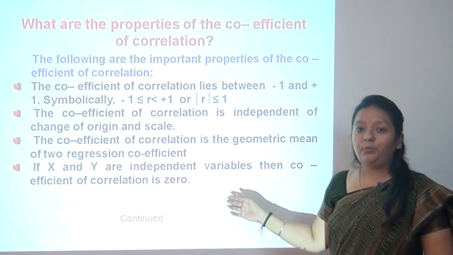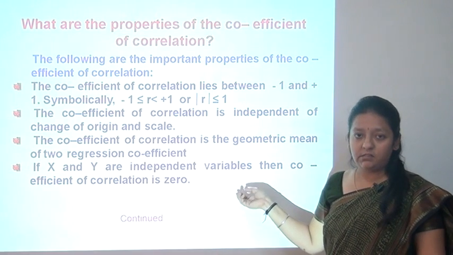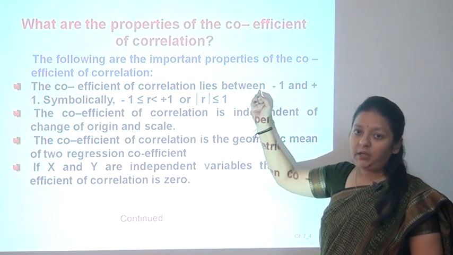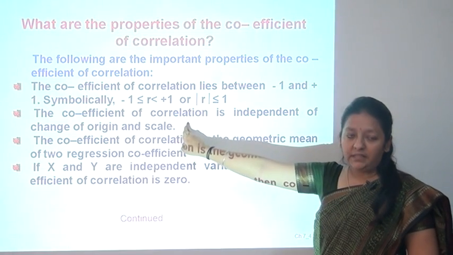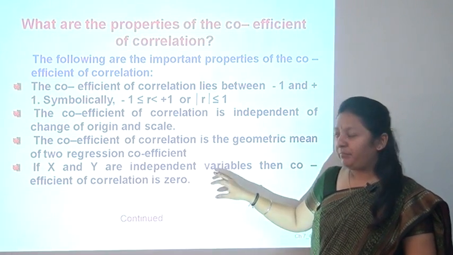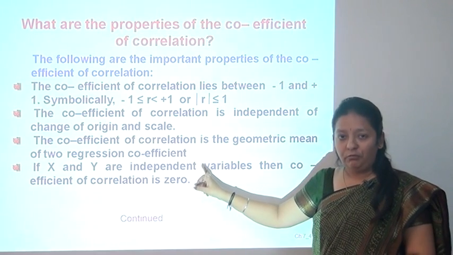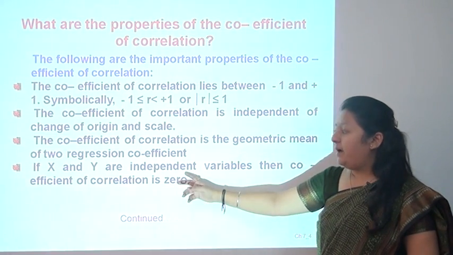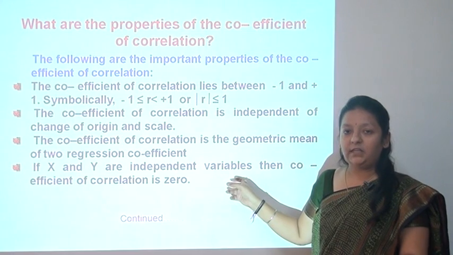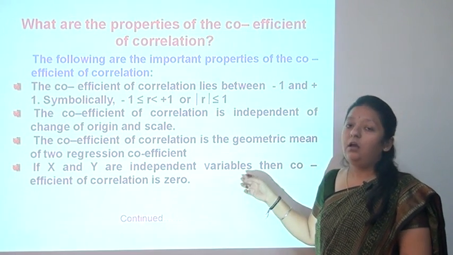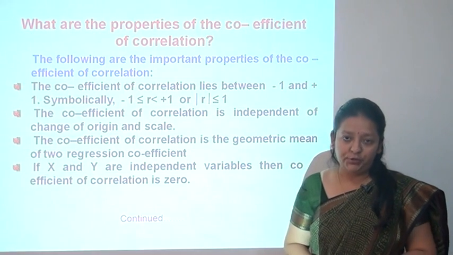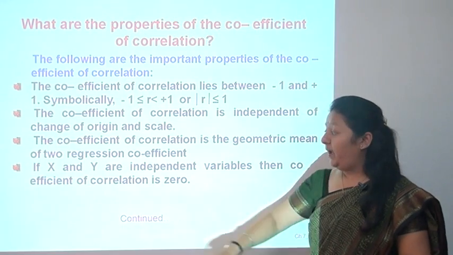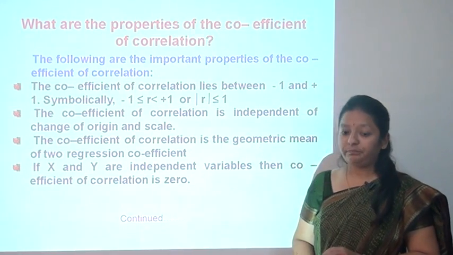Next are some properties of the coefficient of correlation, as we discussed in the previous slide. The value of the correlation coefficient always lies between -1 and +1, and is independent of a change in origin and scale. The correlation coefficient is the geometric mean of the regression coefficients of x and y. If x and y are independent of each other, the value of R is always equal to 0.